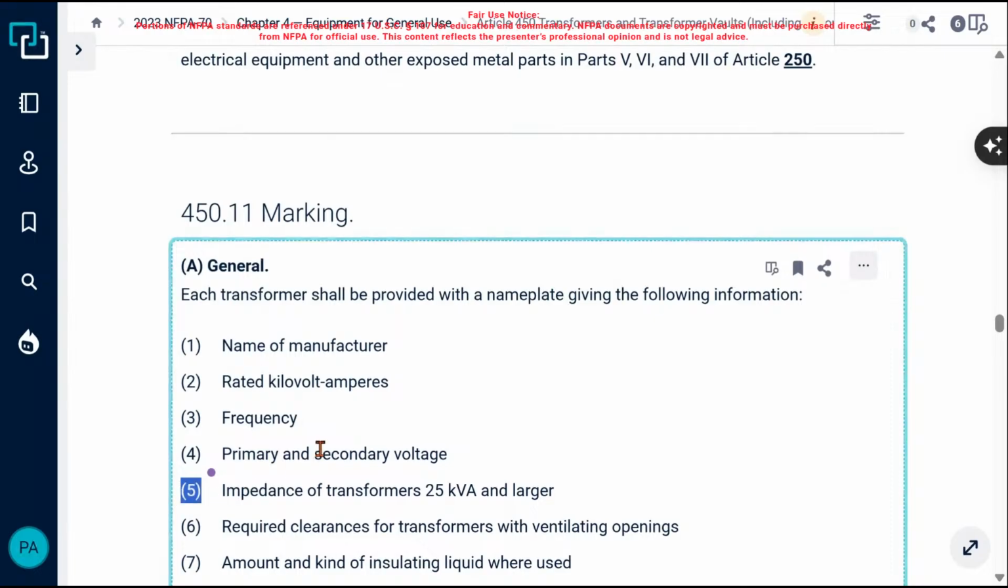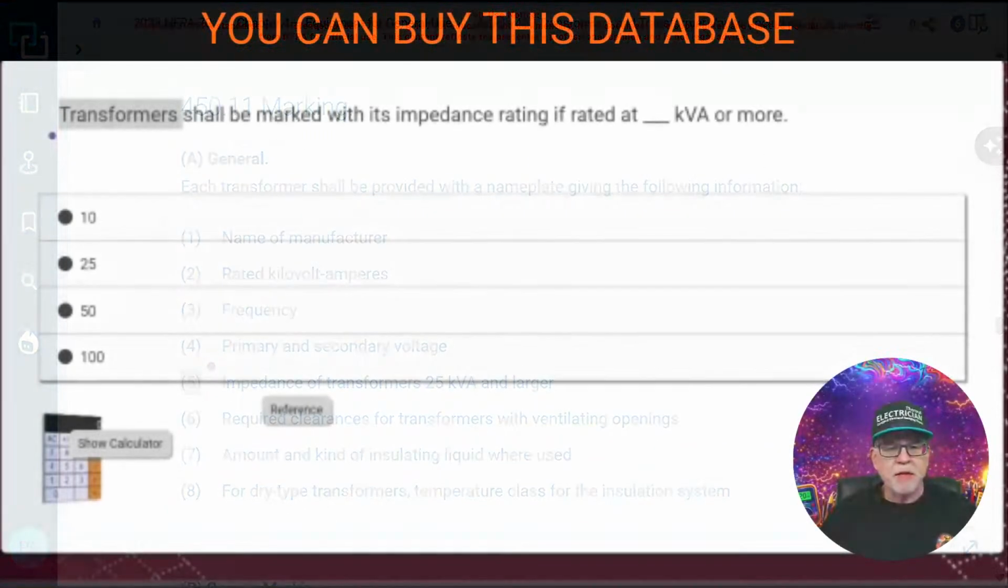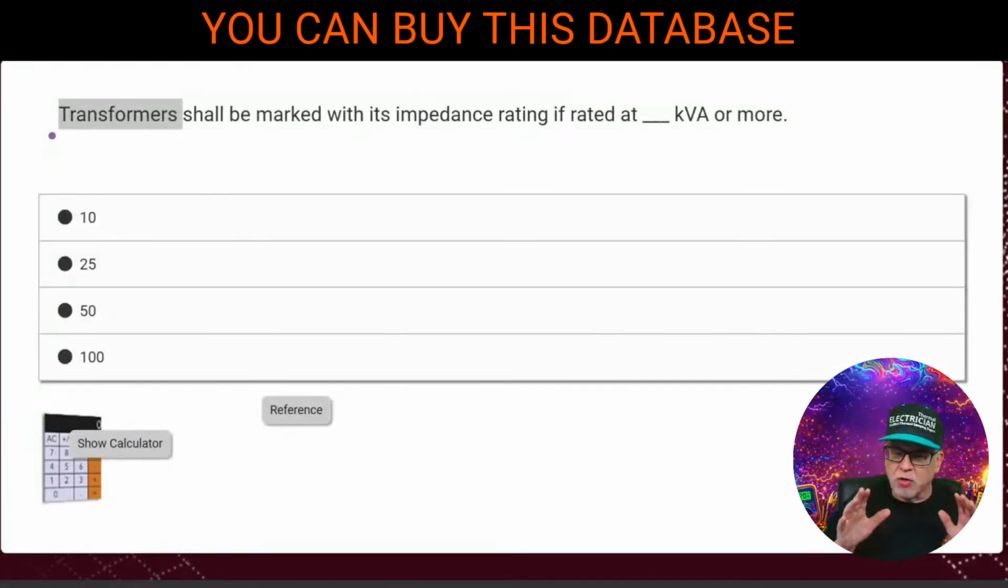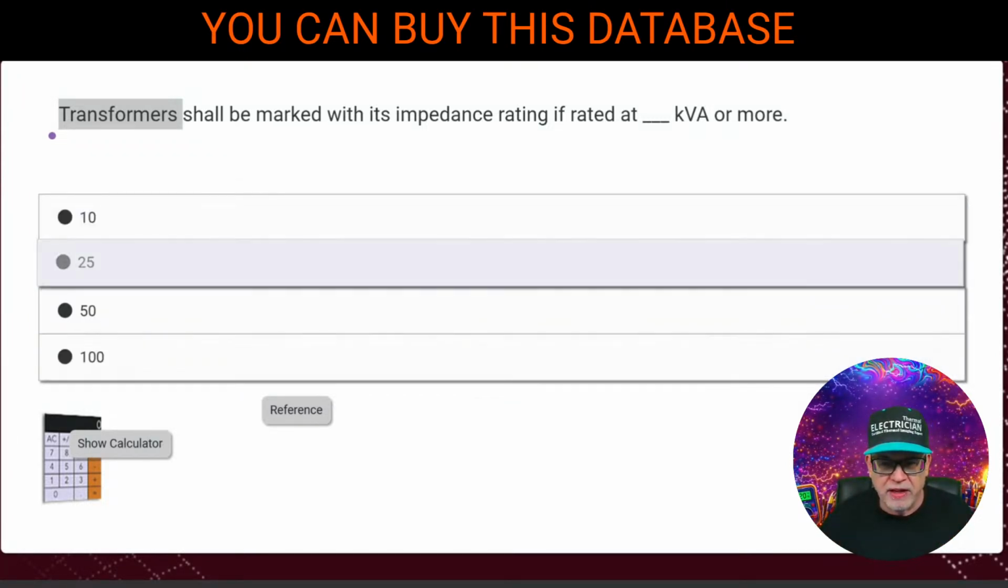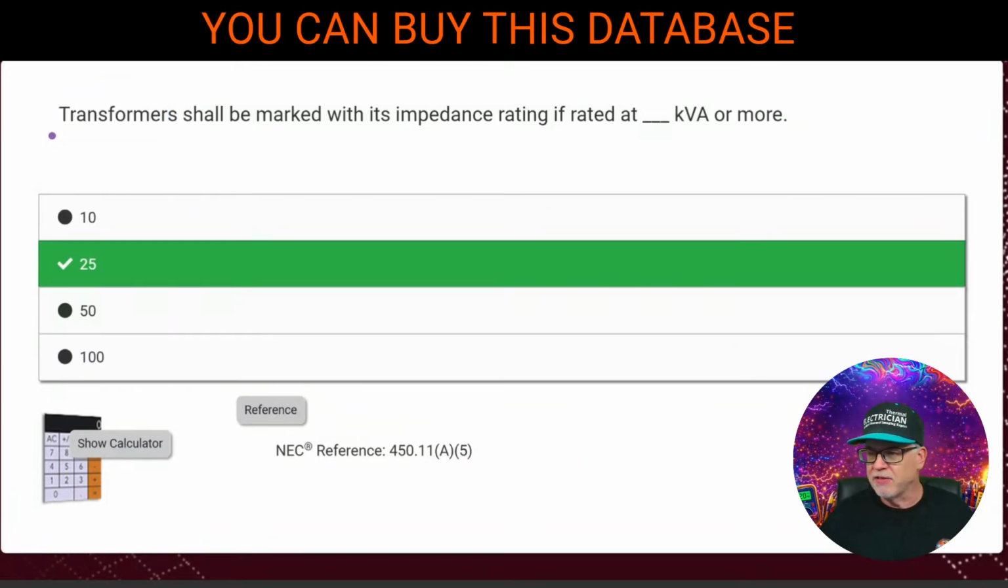And remember, we're in the 2023 edition of the NEC, for those out there who say, Paul, you didn't tell us what edition you're on. But I'll remind you, folks, these techniques and this style don't matter which cycle you're on. It's the same concept. It's the same bold scanning. It's the same using the index and getting familiar with all the terminologies. It's all the same. Okay, so we're back here, and we have our options, and we're going to go with 25. And there it is, and there's our reference, 450.11(A)(5).